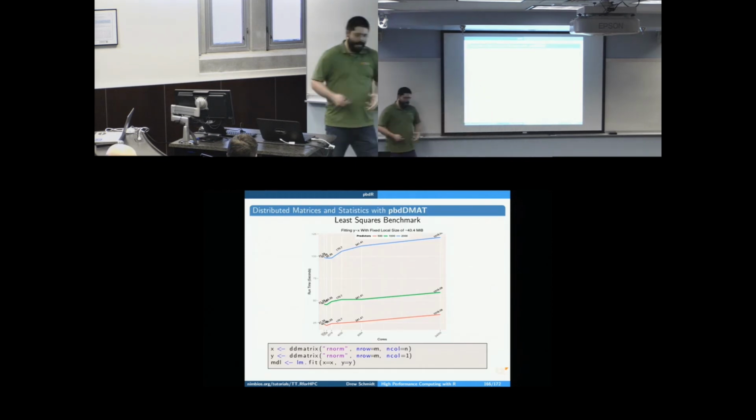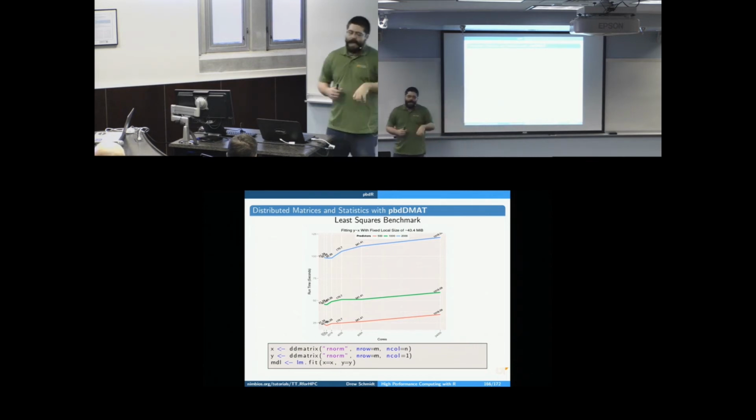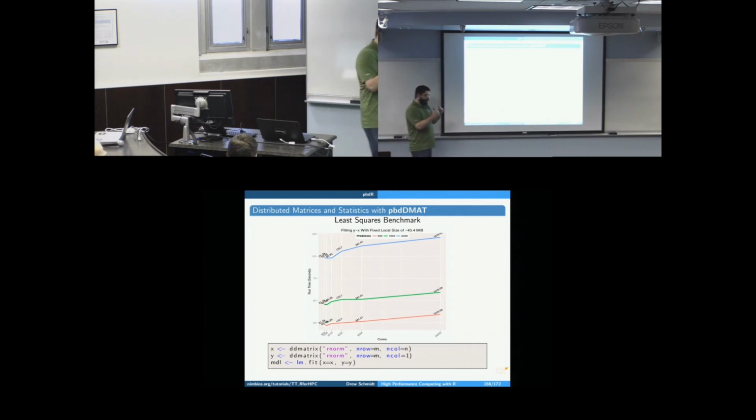So how does it do? Pretty well. This is a benchmark that, as I hinted earlier, is another kind of benchmark. A lot of the benchmarks you tend to think about are, I have one fixed size, I'm going to throw more cores at it and see where the performance begins to degrade. That's called strong scaling. This is called weak scaling.